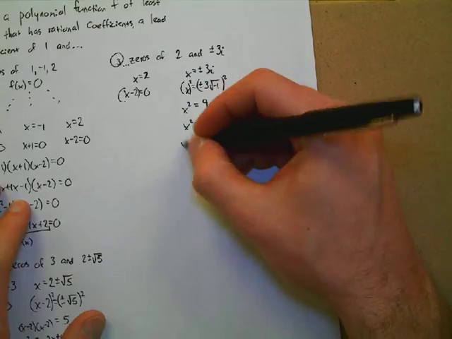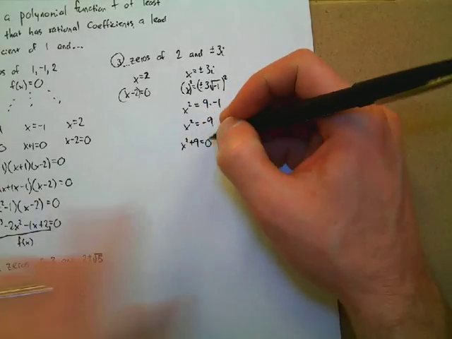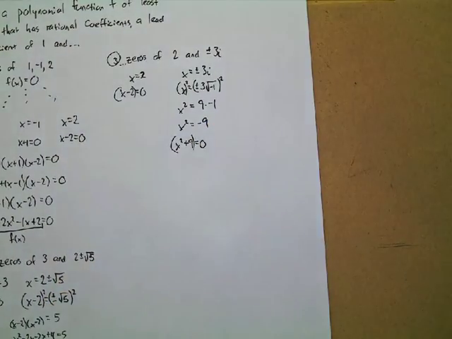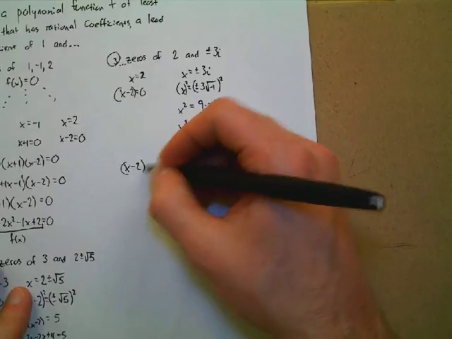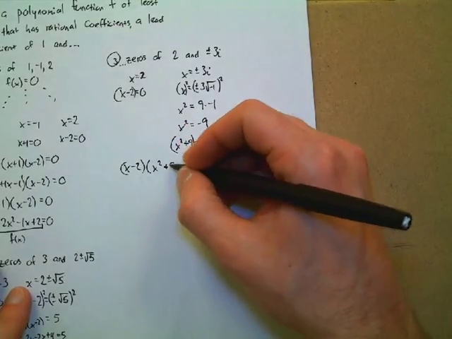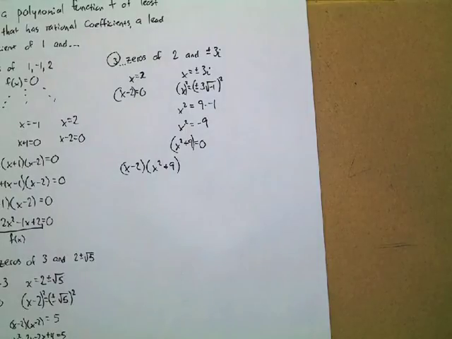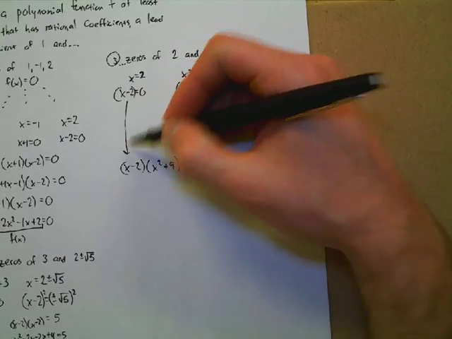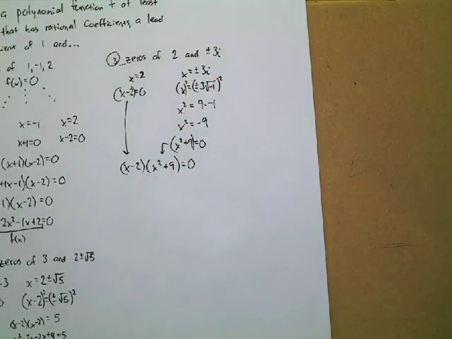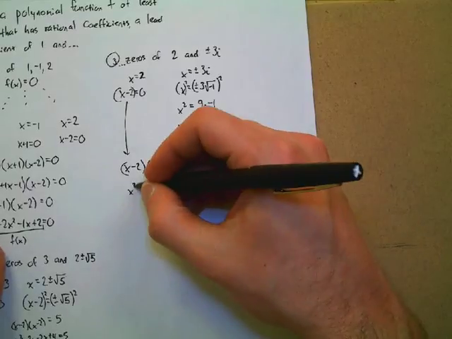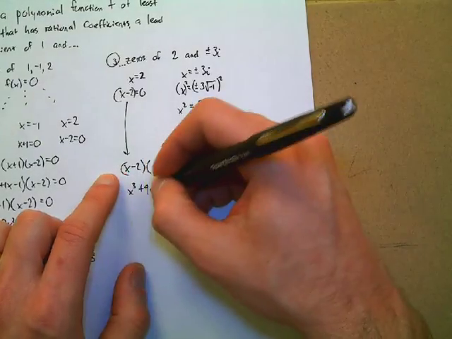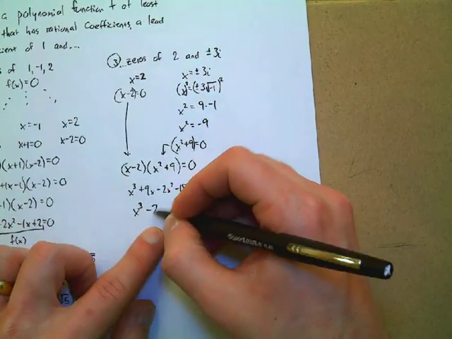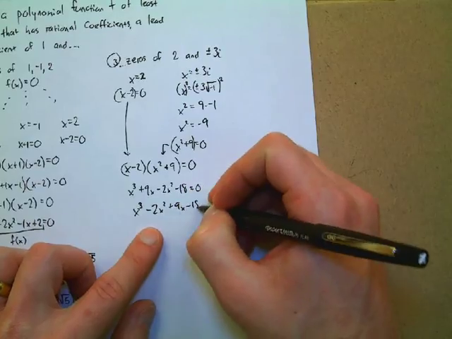So it'll be x minus 2 times x squared plus 9, and again, equal to 0. So we took those 2 factors, and now we're just going to multiply them. Now you can use FOIL. So it becomes x cubed, then the outer would be plus 9x, minus 2x squared, minus 18. Now I'll just put it in descending order. And there it is, there's our polynomial of least degree. Again, it's got a degree of 3, there's 3 roots.